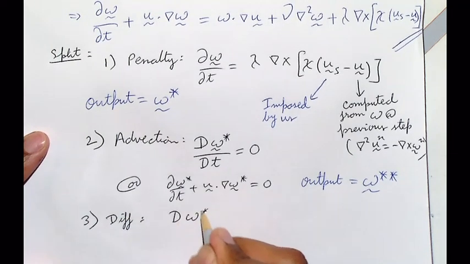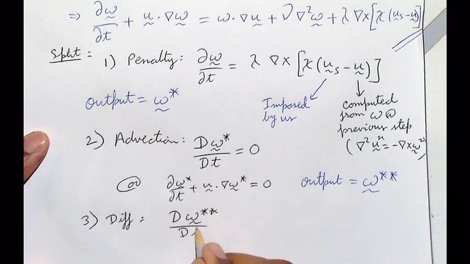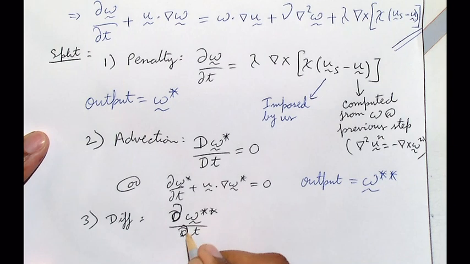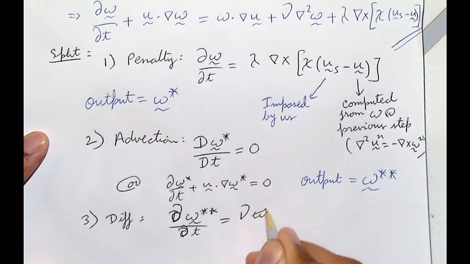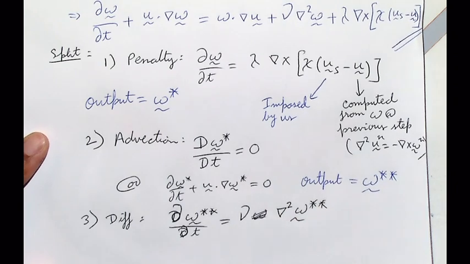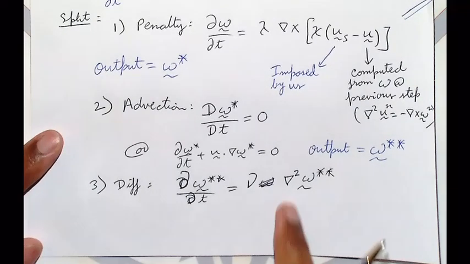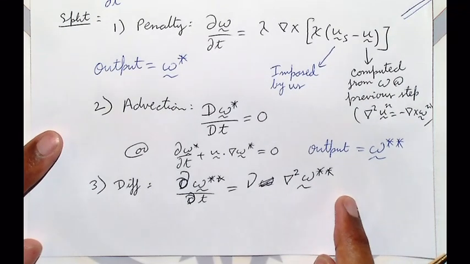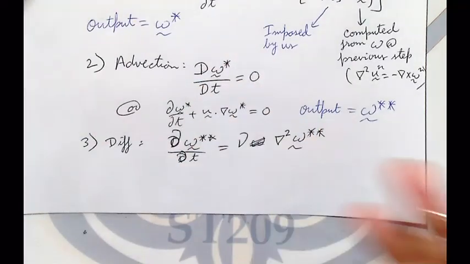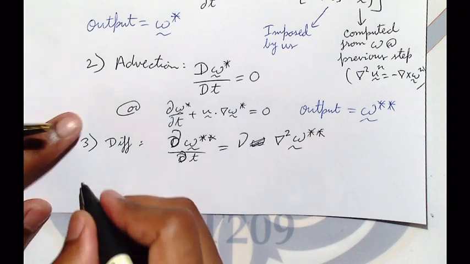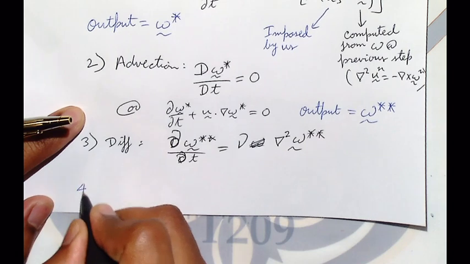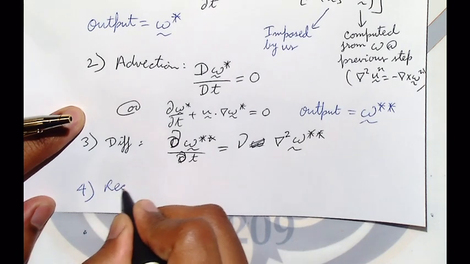Next, you can do diffusion: d omega star star by dt equal nu nabla squared omega star star. The output here can be omega with 3 stars, and you can do the vortex stretching term, or if you're in 2D, you don't do that. But at the very end, what you do is you have to recover the velocity.